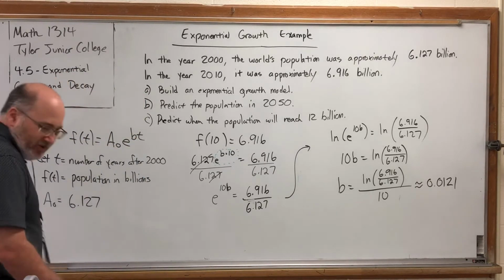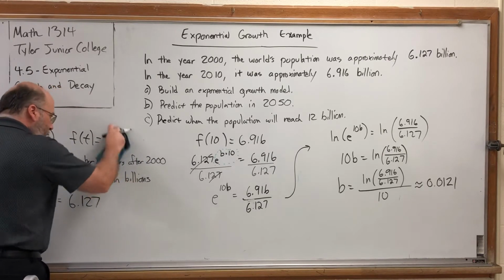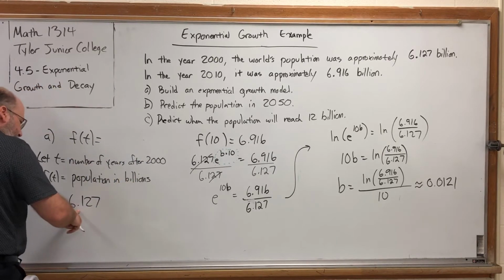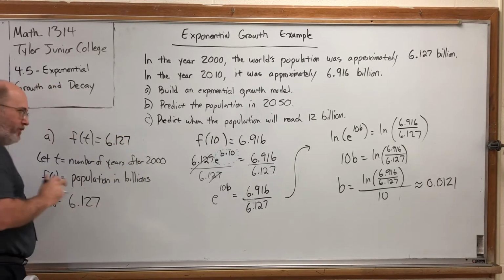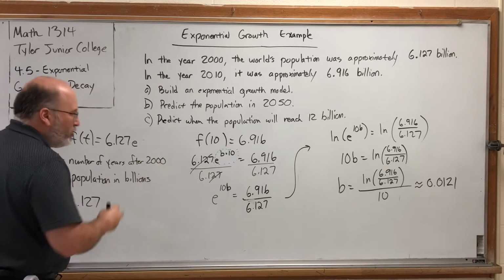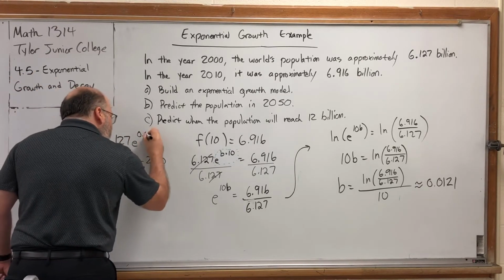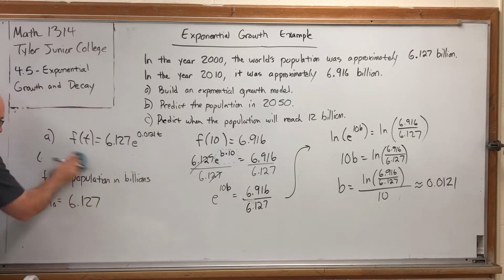Now that we have all the pieces of the exponential model, let's actually write our exponential model. The initial population was 6.127. Remember, that represented billions. E to the b times t. There's the b, 0.0121 t. And we now have the answer to part A.